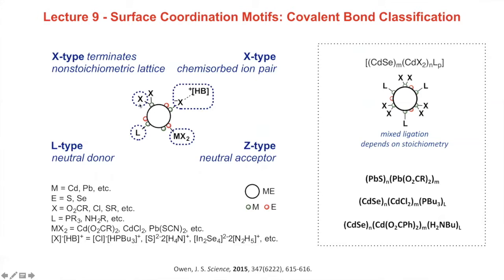So we've already talked about X-type ligands that contribute 1 electron as a neutral fragment to forming a bond with an underlying metal 2 plus, say cadmium or lead or something like that.